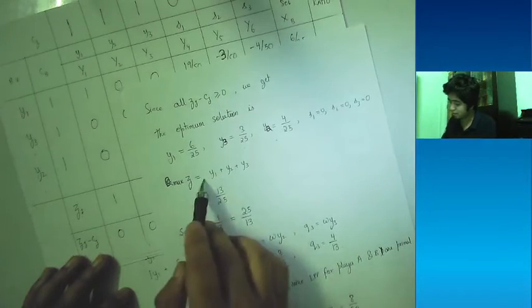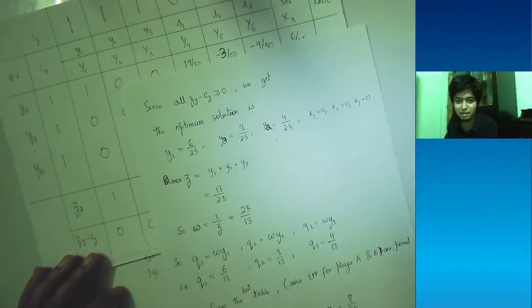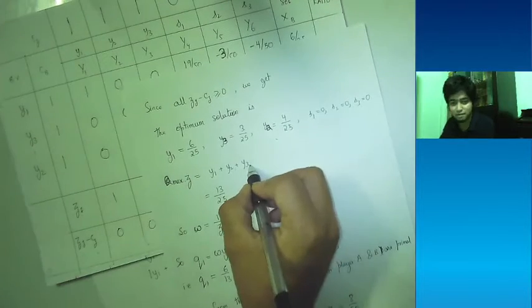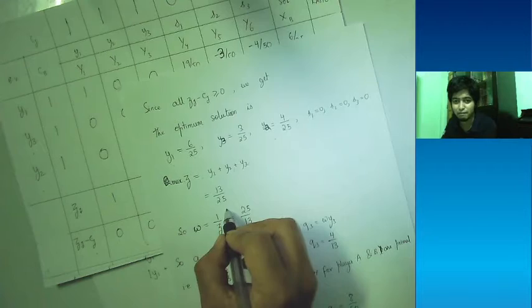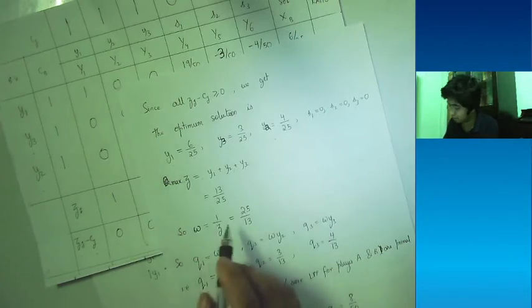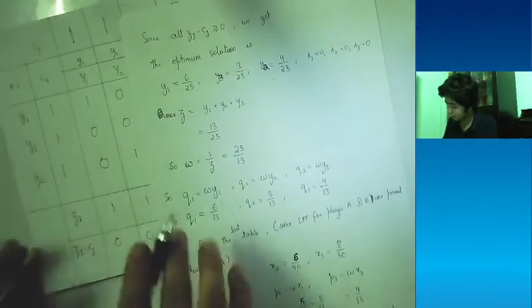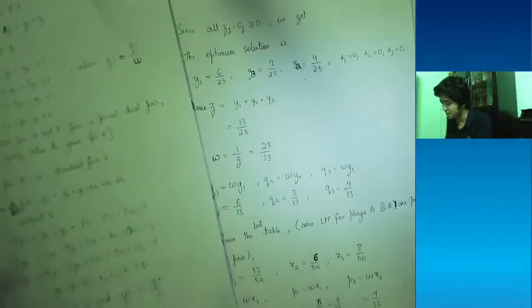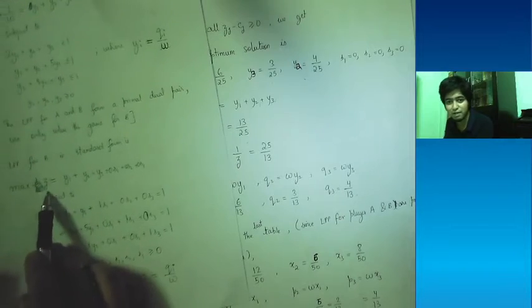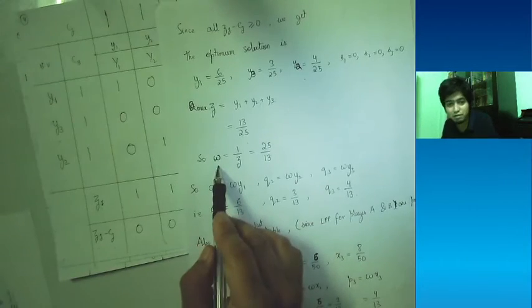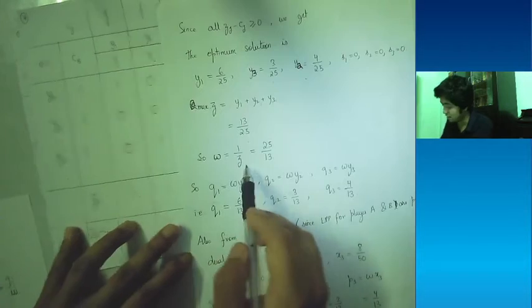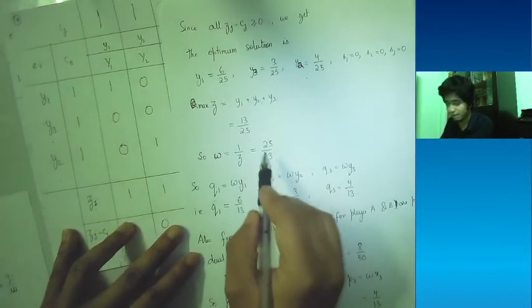Max Z will be y1 plus y2 plus y3. This is the objective function, so you can add all of them. You will be getting 13 by 25. But if you remember the original question, it says max Z. We have found the value of Z, but remember we need W, so Z is 1 by W, so W will be 1 by Z, which is 25 by 13.